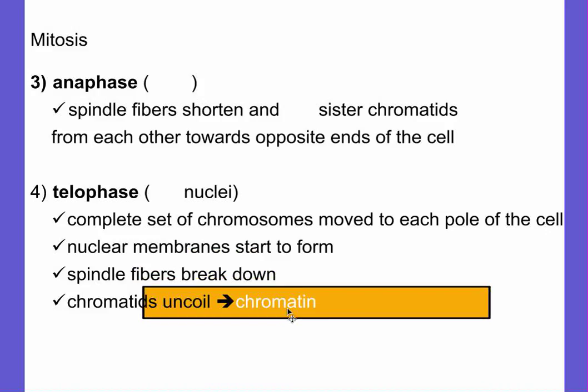Again, that last step, your chromatids are going to uncoil so that you're left with that chromatin form where you can't see the DNA anymore.